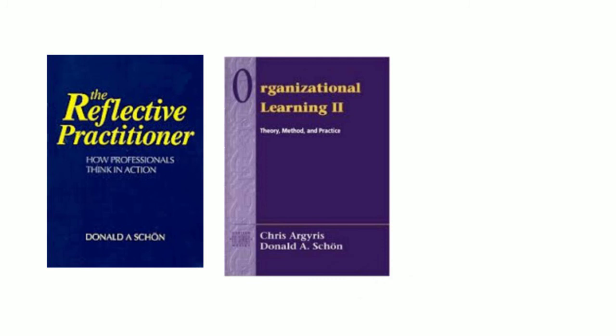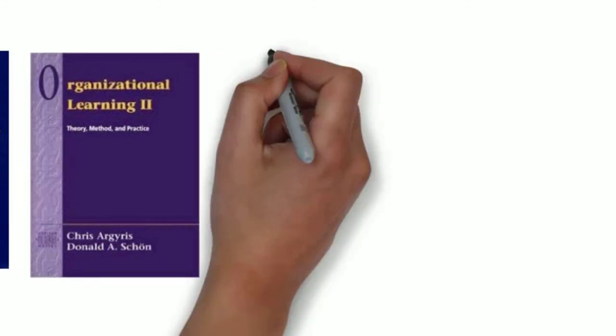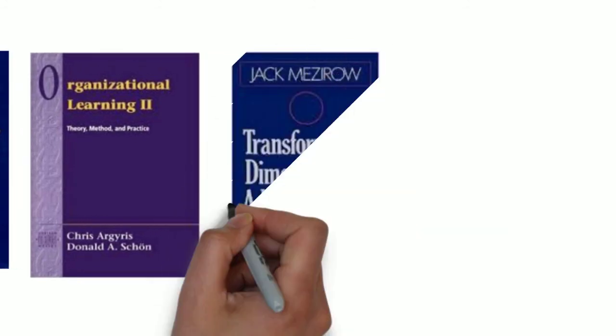Donald Schön and Chris Argyris also talked about learning, organizational learning, in this particular book that you're seeing in the slide. Their ideas are really anchored in business, but they have been used in education. They talk about single loop learning and a deeper way of learning, which they refer to as double loop and even more complex loops of learning.